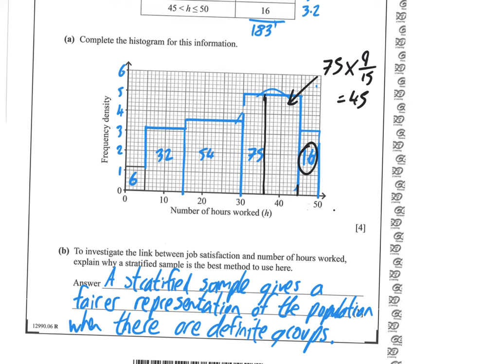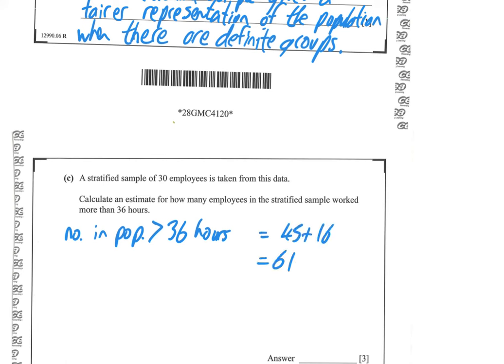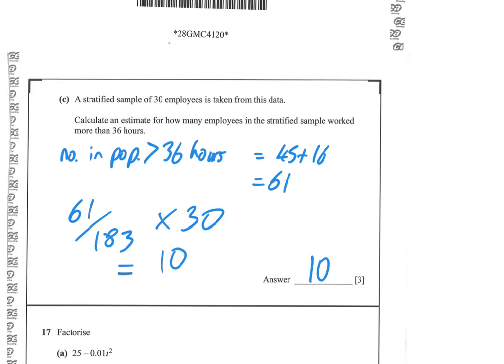Okay, so now we know the number in the whole population which work greater than 36 hours is going to be equal to 45 plus 16, which works out to be 61. Now, it's 61 out of our total, which is 183, times 30 that is going to give you your answer. And if you do that, you will get just 10 people. So 10 people are sampled, and that's it.